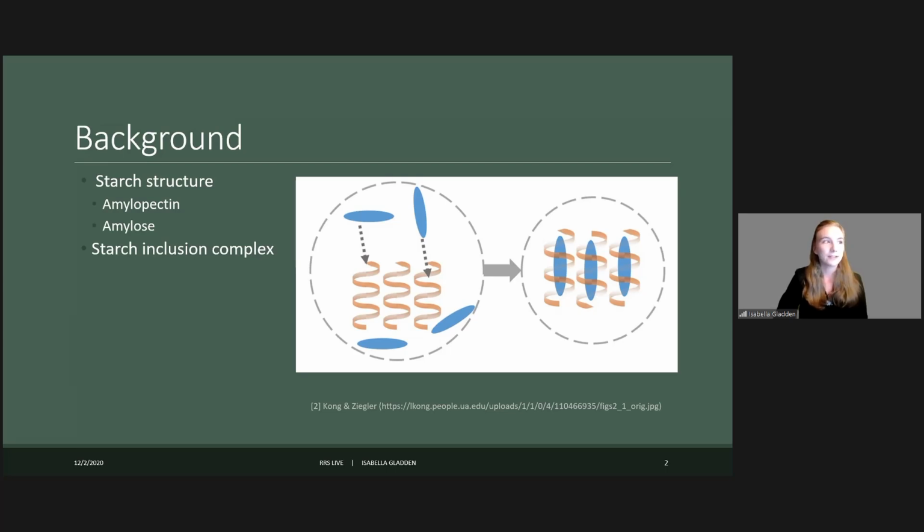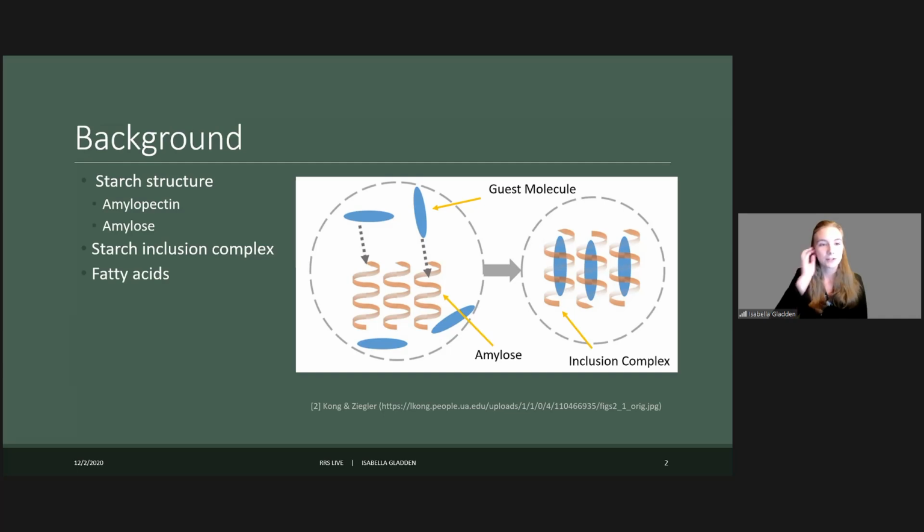As you can see, a guest molecule that has a hydrophobic chain is encased within the hydrophobic interior of an amylose helix. We use amylose as our structure as it is able to better wrap around the guest molecule, thus forming better inclusion complexes.